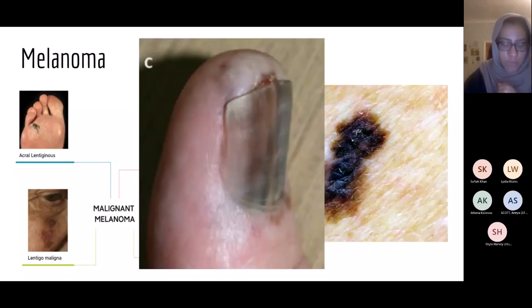I just wanted to show you a picture of a subungual melanoma. So this is a melanoma in someone's fingernails, and it's a type of acral melanoma. And again, like I mentioned, you tend to find these kind of melanomas in people of darker skin tones.